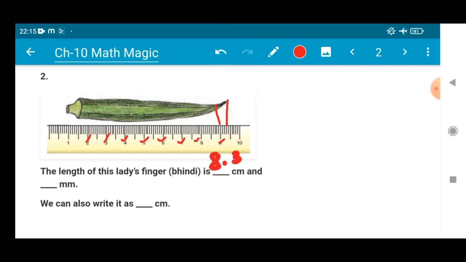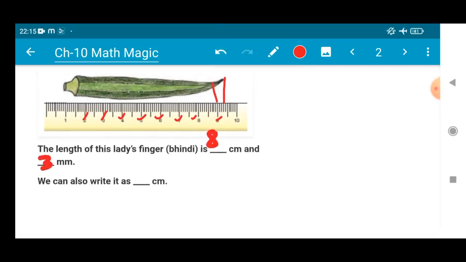8.3 centimeter, or we can write, sorry, here it as 8 centimeter and 3 millimeter. So we can write it as 8.3 centimeter at the end. Okay, very simple. I hope you guys understood this.